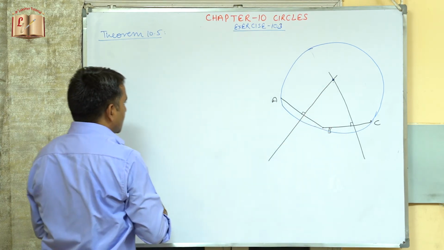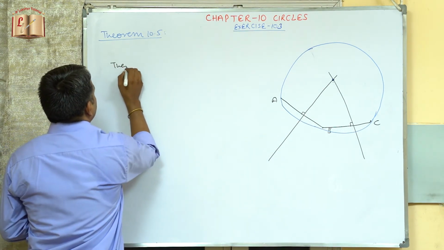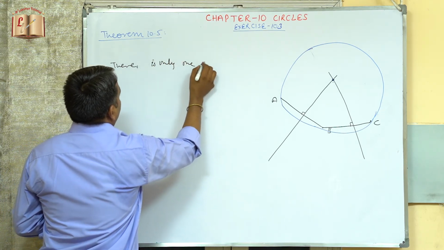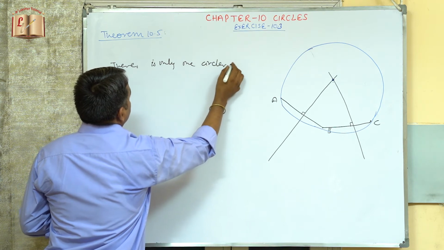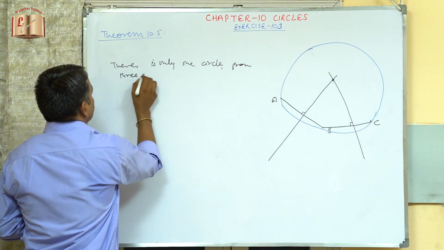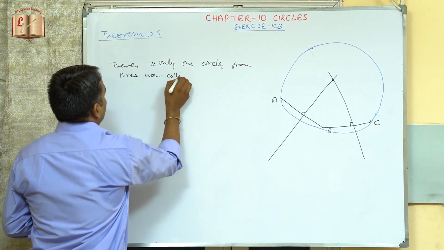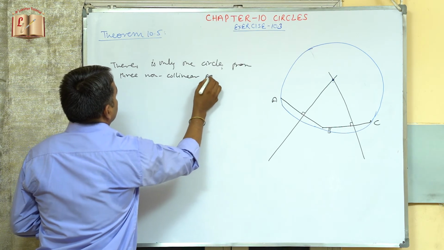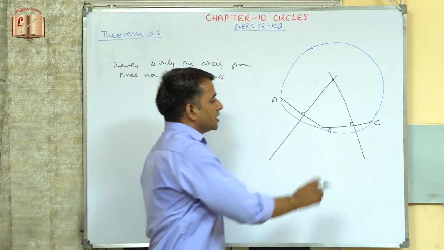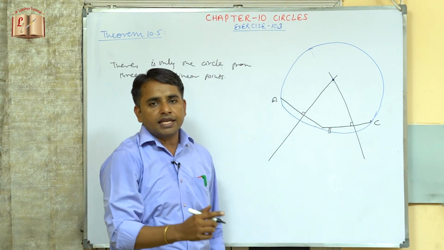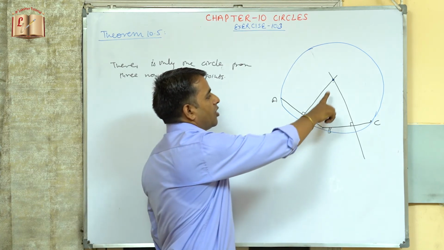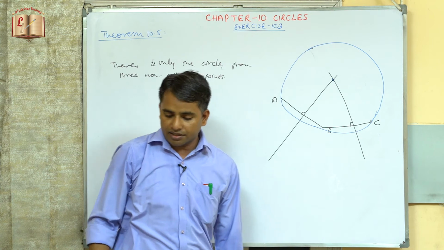So therefore we can say that there is only one circle from three non-collinear points. So there is only one circle possible because there is only one center. From one center and one radius you can draw only one circle. From one center and one radius you cannot draw more than one circle.